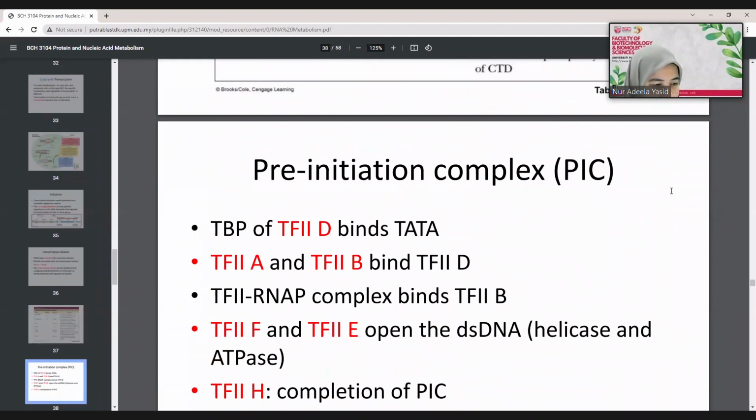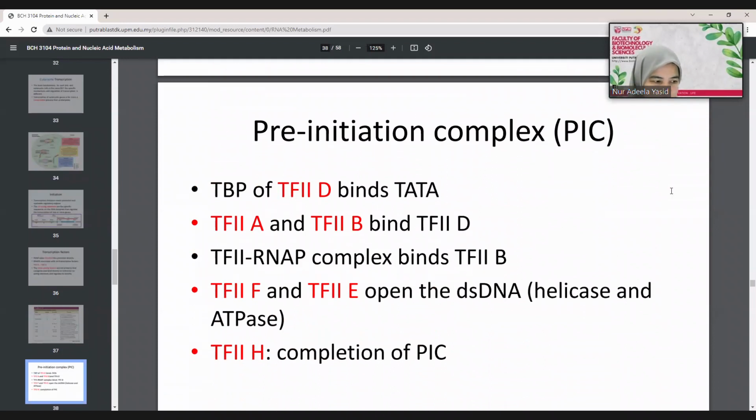All right. So now TBP of transcription factor 2D recognizes the TATA box, so it binds to the TATA box. What does it mean by binding to the TATA box? It initiates the assembly of a transcription complex. First, you already know, among these 6 transcription factors, which one starts the pre-initiation complex.